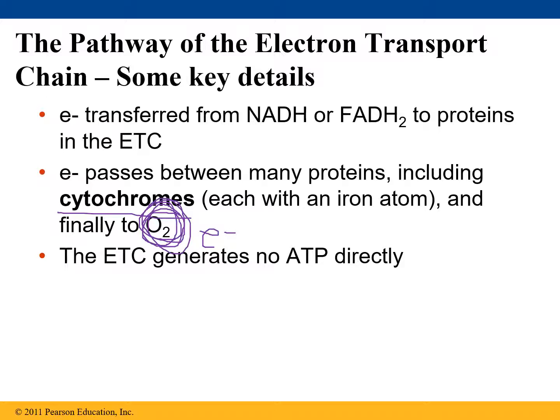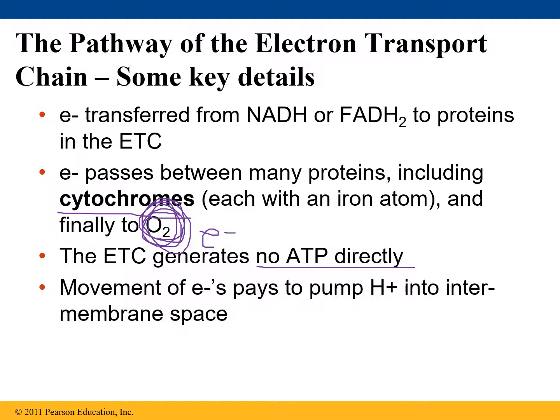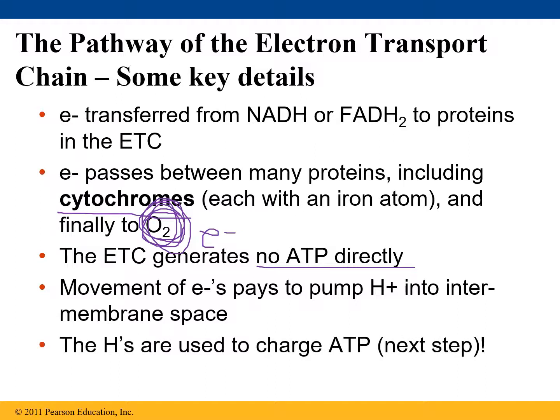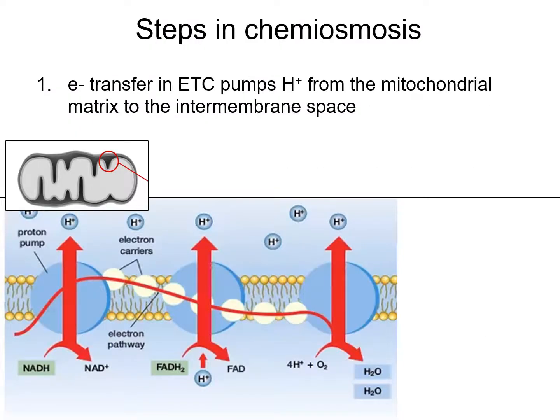This process does not generate any ATP on its own. Instead, the movement of the electrons pays to pump hydrogens into the inner membrane space. So we've only talked about one part of this, the electrons moving down this chain. Those hydrogens, once they're in the inner membrane space, are used to charge up ATP, and that's what we'll go over next. So this first part was all electron transport chain. Now we'll go into the second part, which is chemiosmosis.